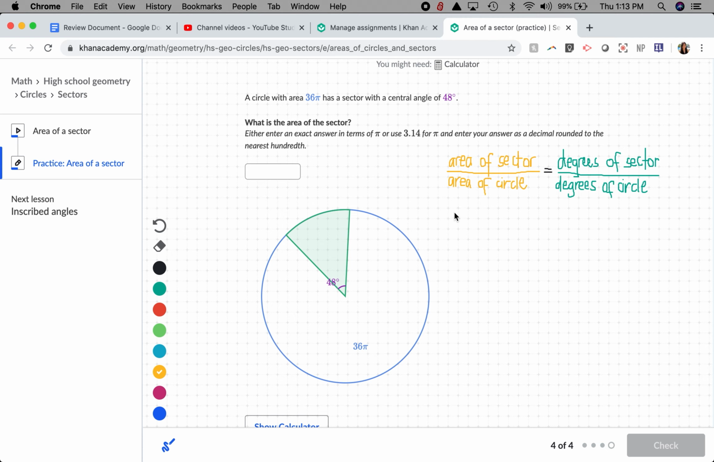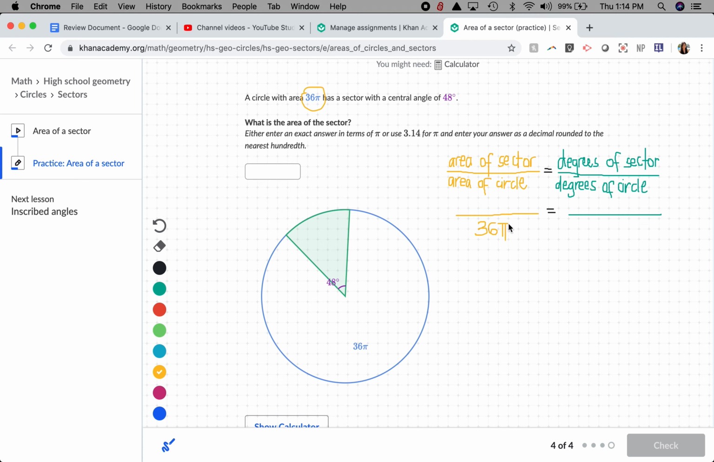So I'm going to go ahead and set up that fraction, but without any values yet, so we can figure that out together. Ooh, that was a perfect line. Okay, let's see what we are given. We are given the area of the circle, which is 36 pi. So I am going to put that right here. Area of the circle.